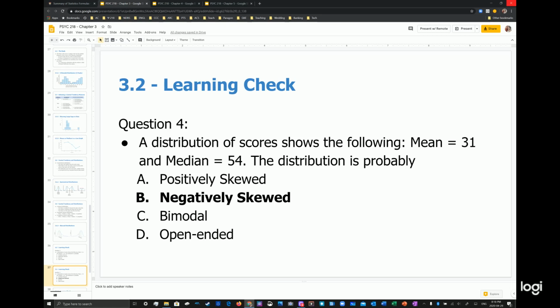So, if you answered negatively skewed, you're right. The mean is smaller than the median. That means the average has been pulled down in the negative direction. That means there's a negative skew, that is, a negative tail in that direction, in that distribution.